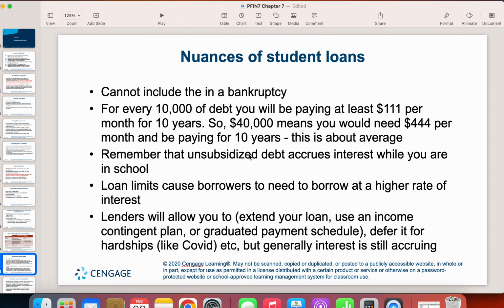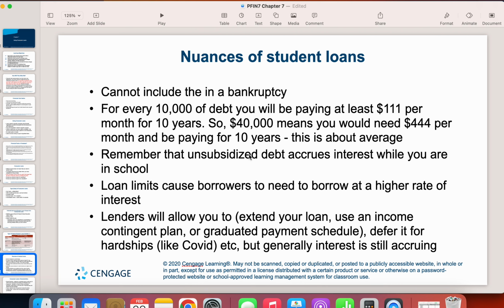Okay. Some things to think about with student loans. They cannot be included in a bankruptcy, so you can't write them off in bankruptcy, which is a little bit challenging. Just to put it in perspective, for every $10,000 of debt, you'll be paying at least $111 per month for 10 years. That's the lowest interest rate that's available for those federal subsidized direct loans. So for a $40,000 loan balance, you'll be paying $444 per month for 10 years.